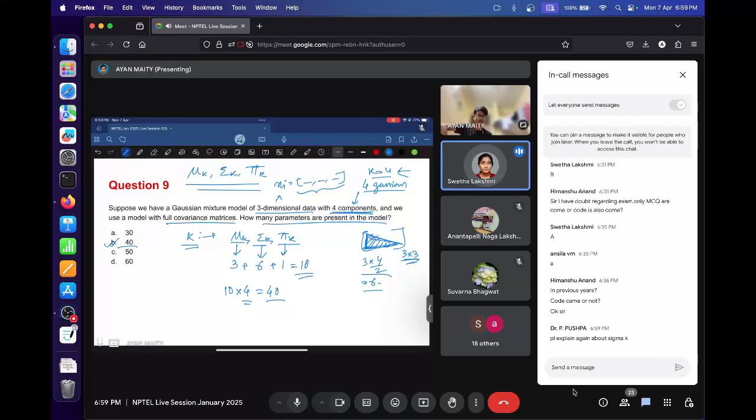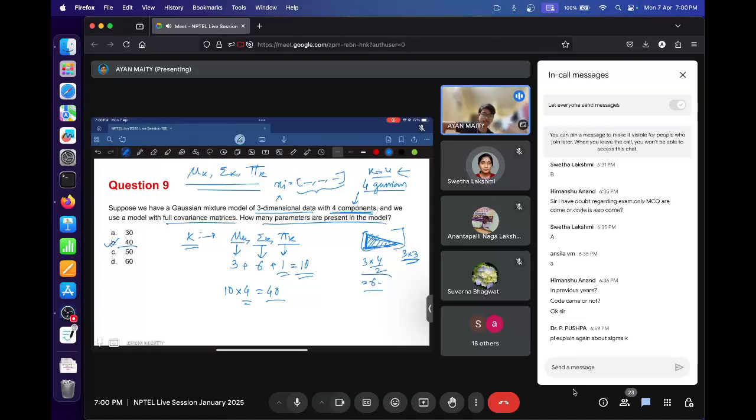Okay, thank you, sir. And what about that pi k also, sir? Pi k is the mixing coefficient. Pi k basically means the fraction of data points belonging to cluster K. So that is only a singular scalar value, so it contains only one parameter. When is it not one? No, it is always 1, because its definition is simply the fraction of elements belonging to cluster K. So it is always 1.